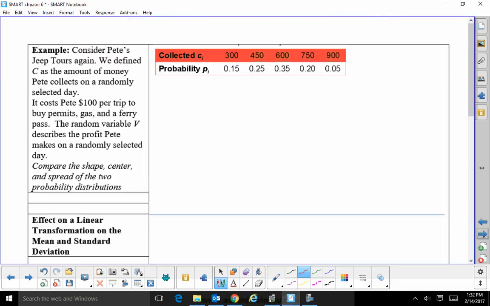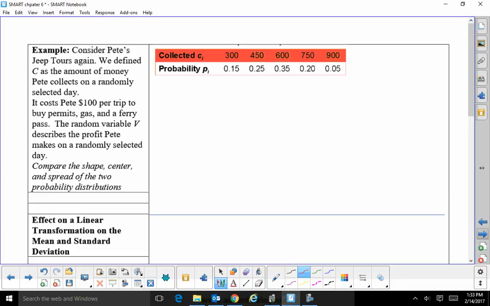That's hard to see. Okay, back to Pete Sheeps. Consider Pete Sheeps scores again. We define C as the amount of money Pete collects on a randomly selected day. And here we go. It costs Pete $100 per trip to buy permits, gas, and a ferry pass. The random variable V describes the profit Pete makes on a randomly selected day. Okay, compare the shape, center, and spread of the new random variable V versus that random variable C.